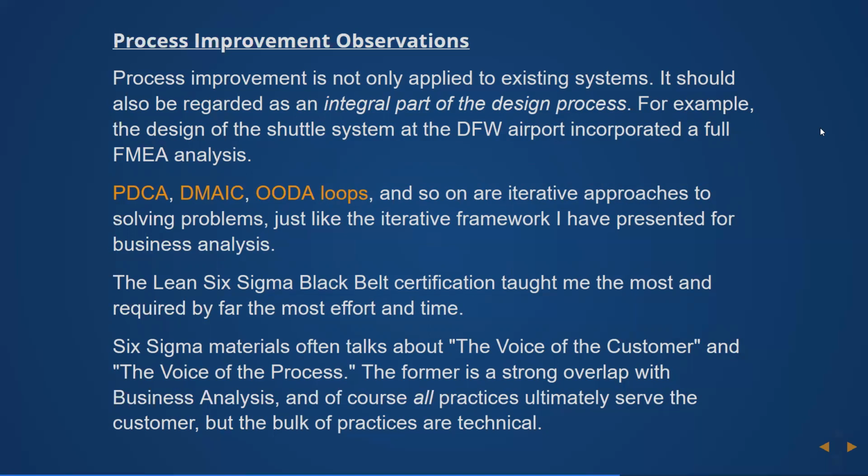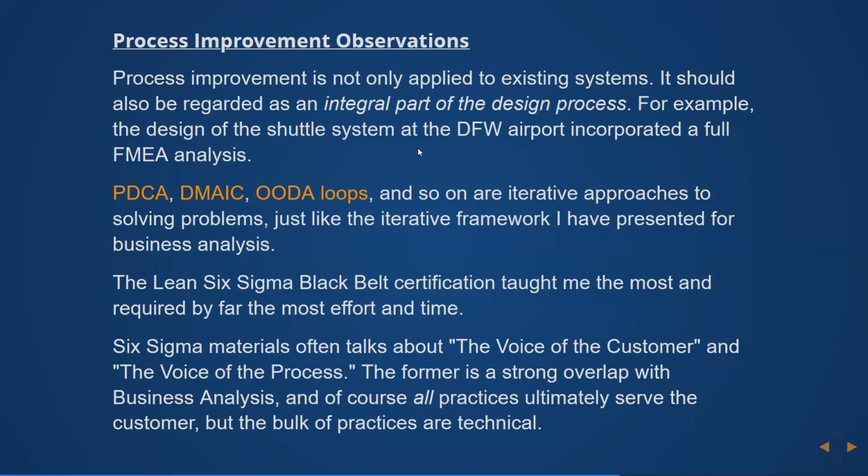I know the shuttle system at the Dallas Fort Worth airport, because if those things fail and they're in the middle of a track someplace, and they break, it's going to be real difficult to get them fixed and get them clear. So they did a full FMEA analysis, which is failure modes and effects analysis, to try to head off everything they could think of that would get things stuck.